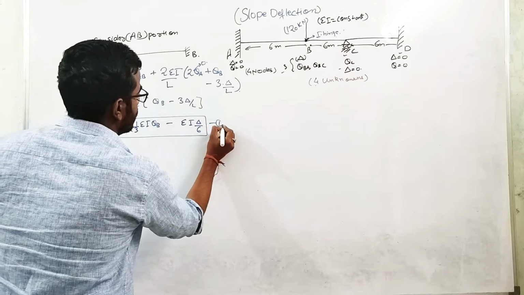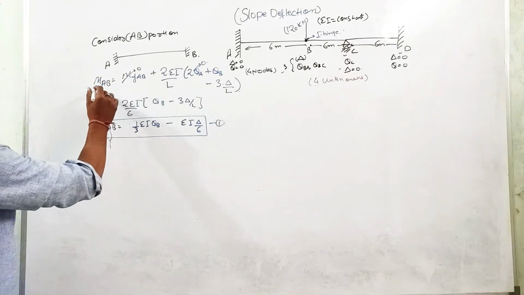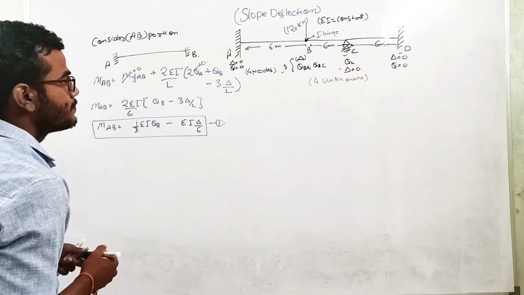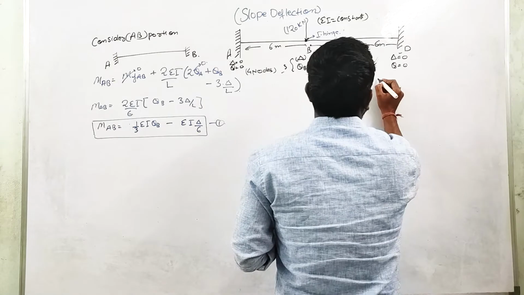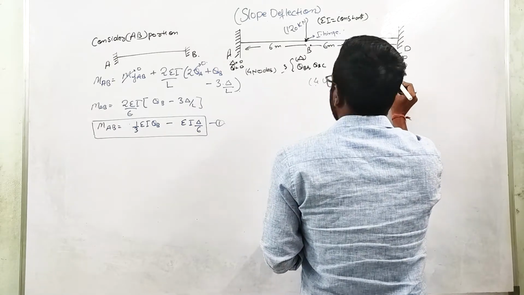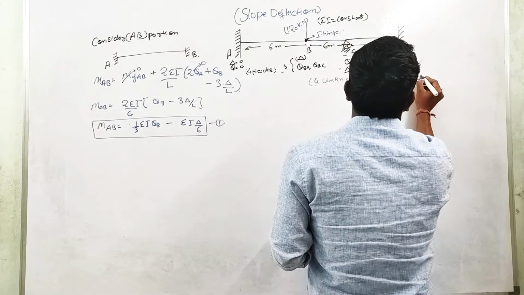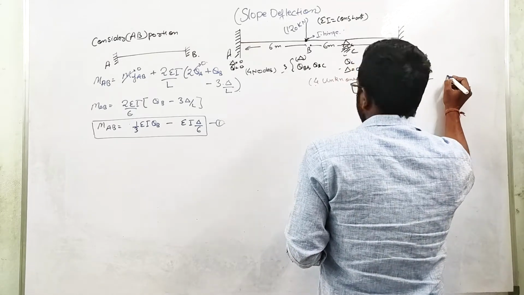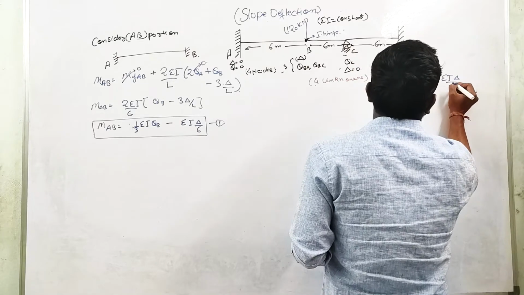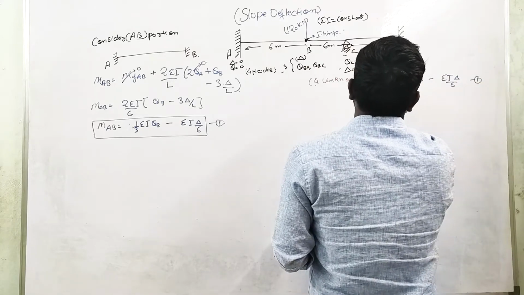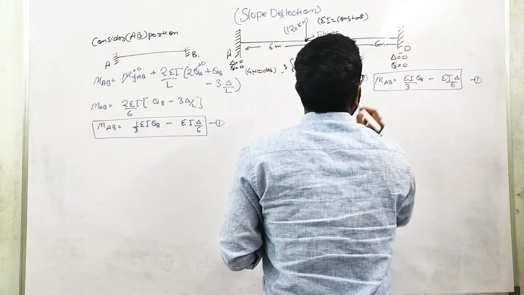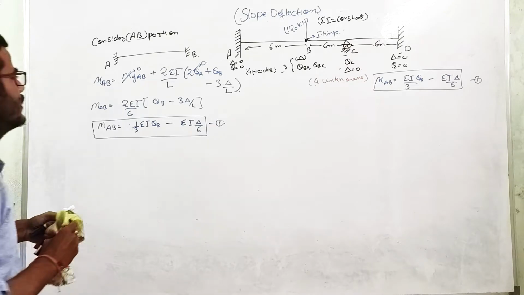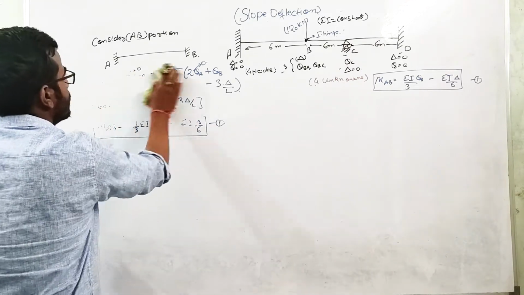which we are getting after applying this slope deflection, after putting the value in this slope deflection equation. Okay, so let us write this equation over here. MAB equals EI theta B over 3 minus EI delta over 6. This is equation number one. Okay. So this is easy. We have already discussed this thing.